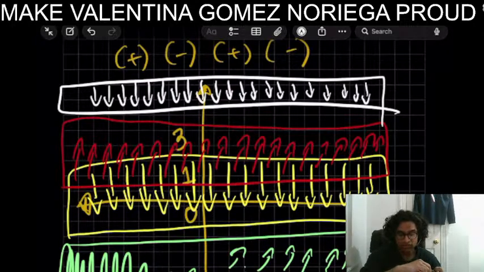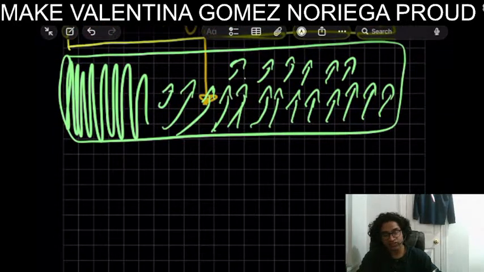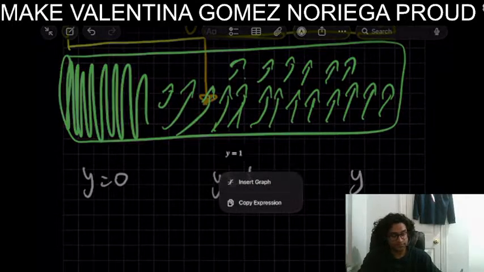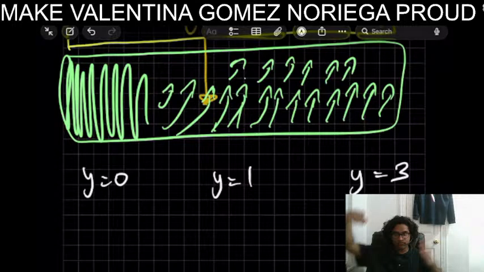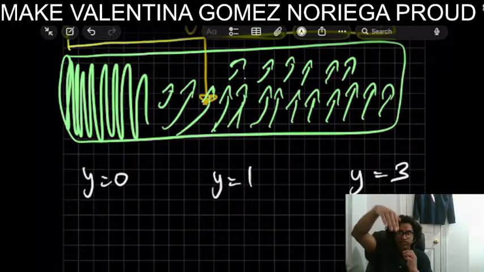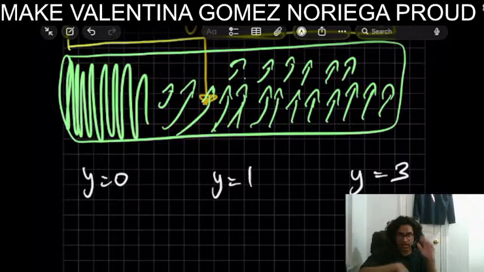Now, at y equals 0, to check the stability, I mean equilibrium, for each of those, because your key values are what? y is equal to 0, y is equal to 1, y is equal to 3, right? If below and above touch, so if below is going down and above is going up, that is unstable.